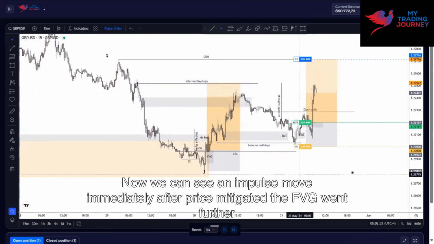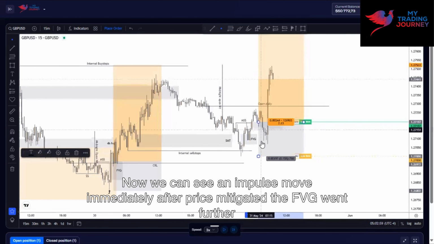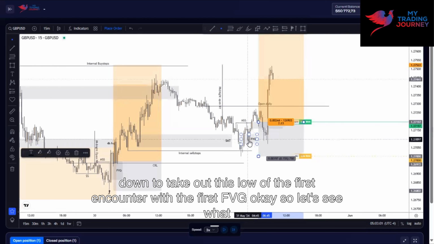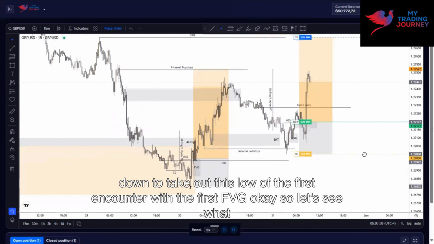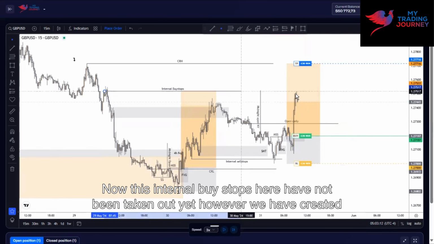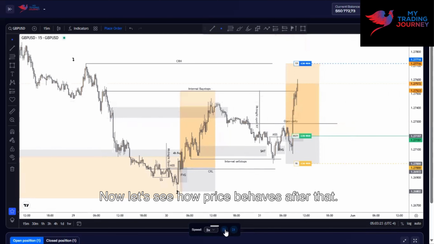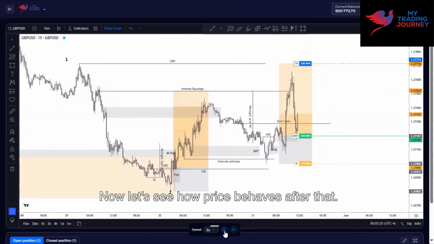Now we can see an impulsive move immediately after price mitigated the FVG, went further down to take out this low of the first encounter with the first FVG. Okay, so let's see what happens. Now this internal buy stops here have not been taken out yet. However, we have created a small mitigation. Now let's see how price behaves after that.